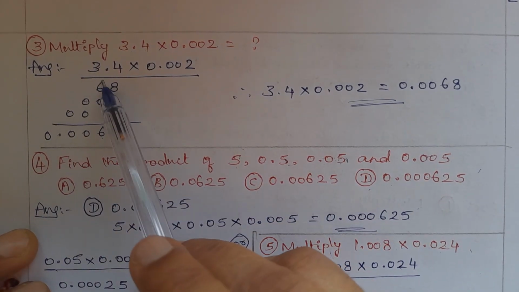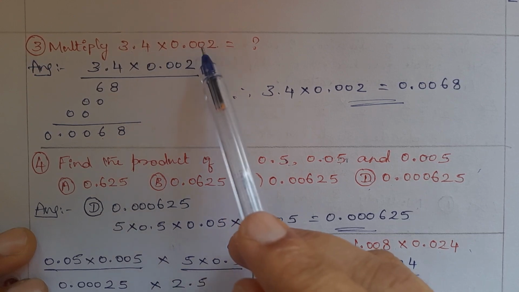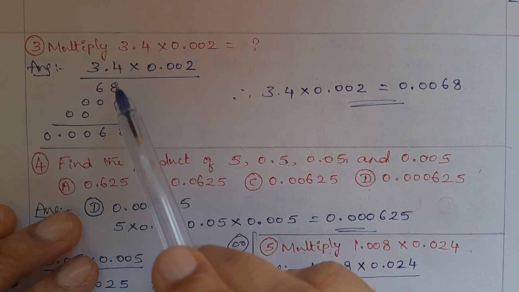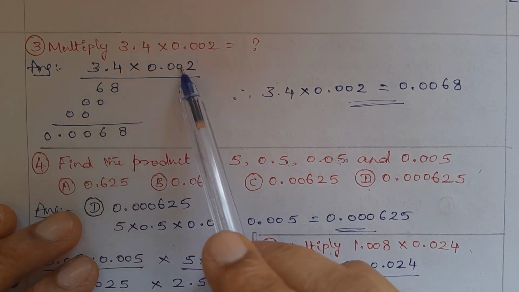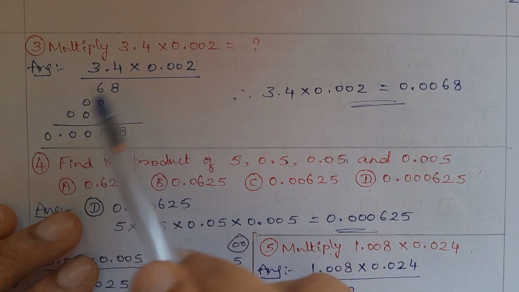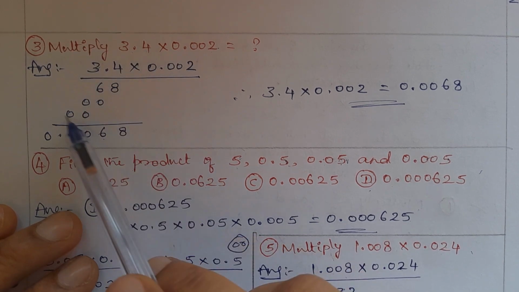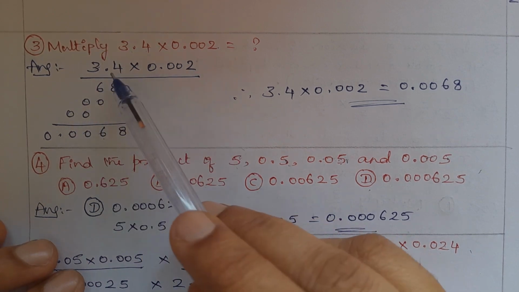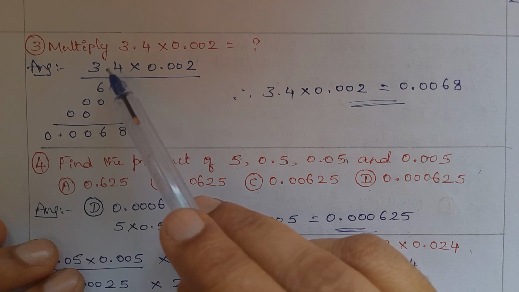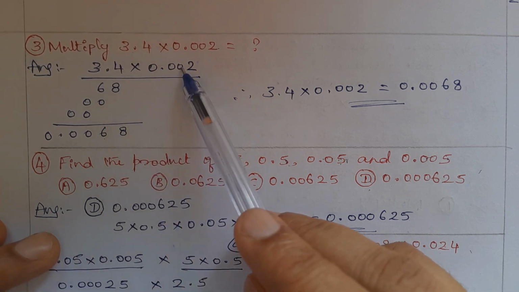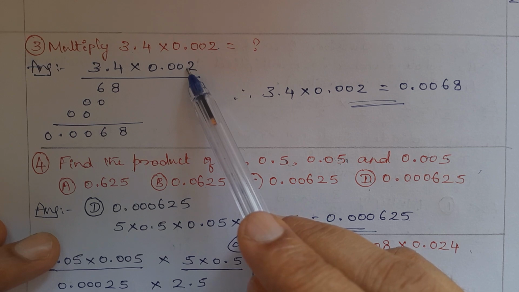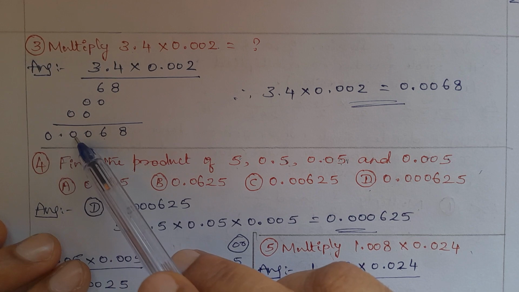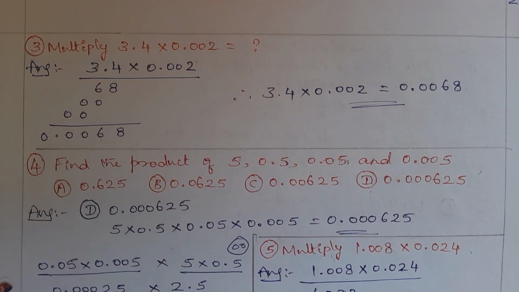Third example, multiply 3.4 into 0.002. So 3.4 into 0.002, 2 4s are 8, 2 3s are 6. 0 into 4 is 0, 0 into 3 is 0. 0 into 4 is 0, 0 into 3 is 0. Add these 8, 6, 0, 0 and count. After the decimal point, how many digits? 1 digit. Here 3 digits. 1 plus 3 is 4. 1, 2, 3, 4. After 4 we have to put the decimal point. So 0.0068 is the answer.